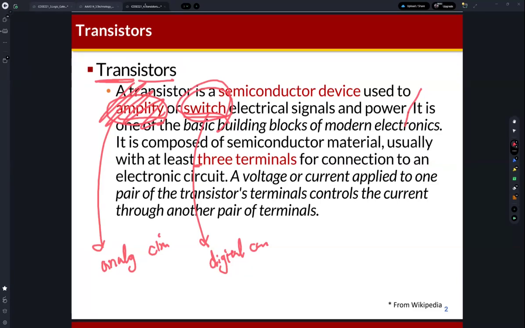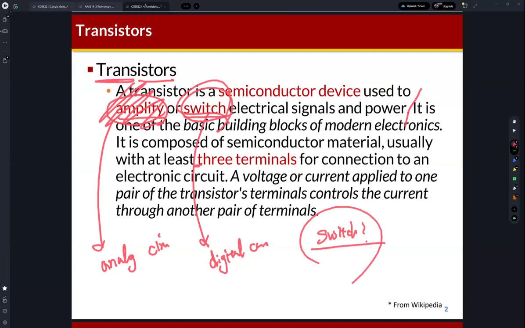Then what is a switch? We can turn on the light using a switch, and we can turn off the light using a switch. Which means, using a switch, we can control turning on or turning off of devices. This is the purpose of a switch.